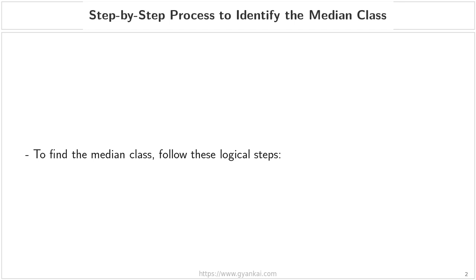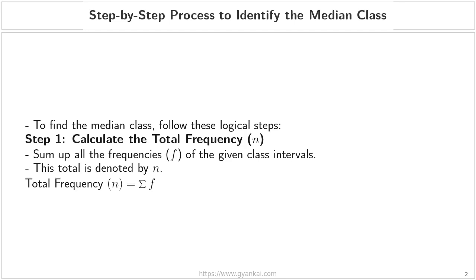First, Step 1, you need to calculate the total frequency, which we denote by the letter N. To do this, simply sum up all the individual frequencies, which we call f, from each of your class intervals. In mathematical terms, we say the total frequency N equals the summation of f.